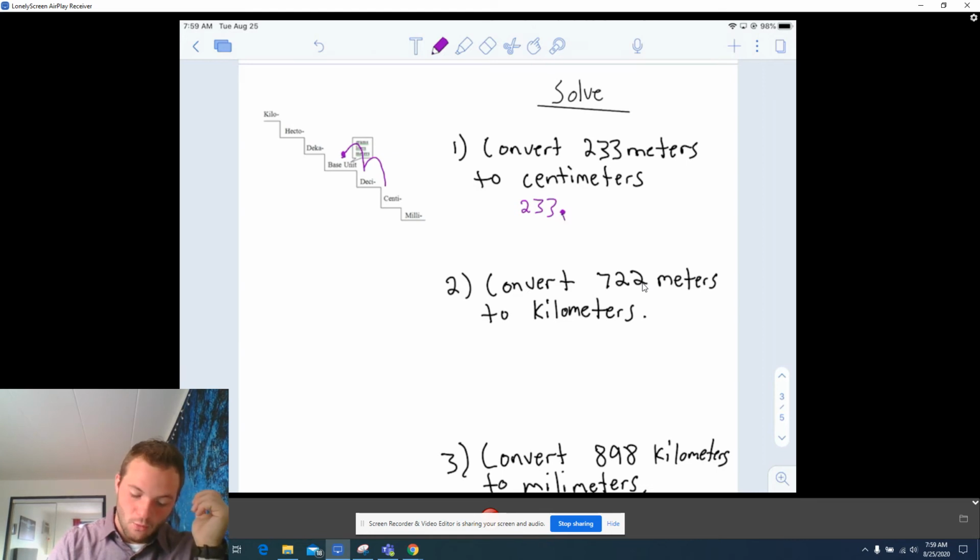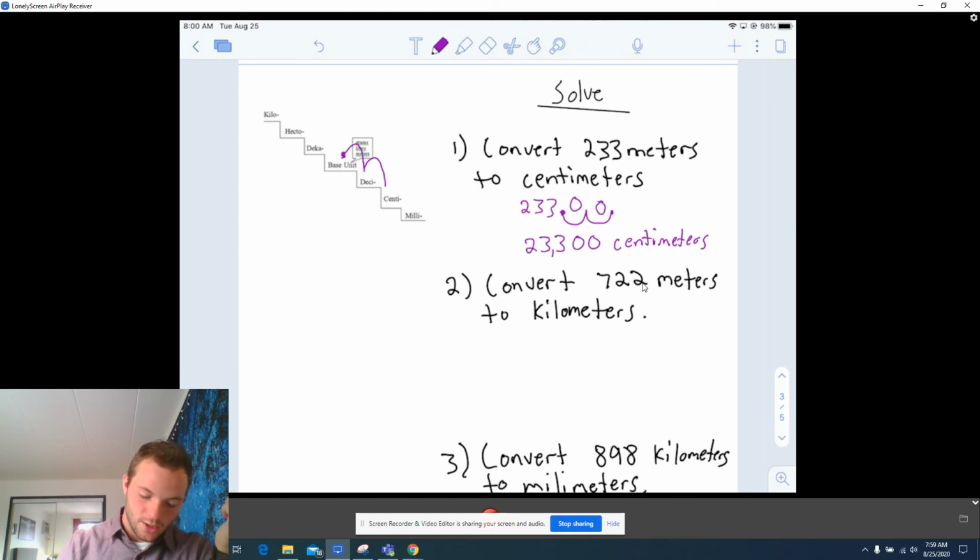So that's going to look like 1, 2. So this looks a little weird because there aren't any numbers here. If you move the decimal place to the right and there's no numbers to the right, you fill in zeros. So our answer here would be 23,300 centimeters in 233 meters.